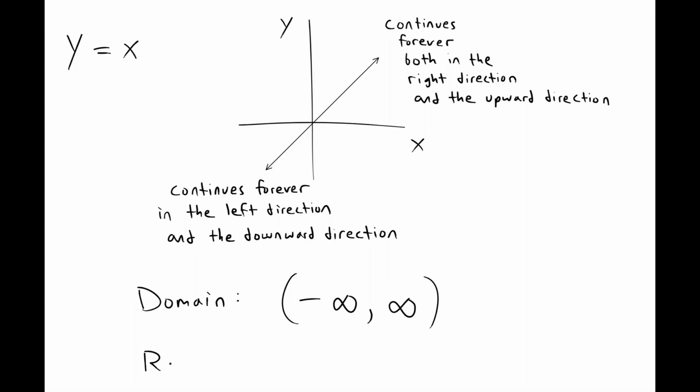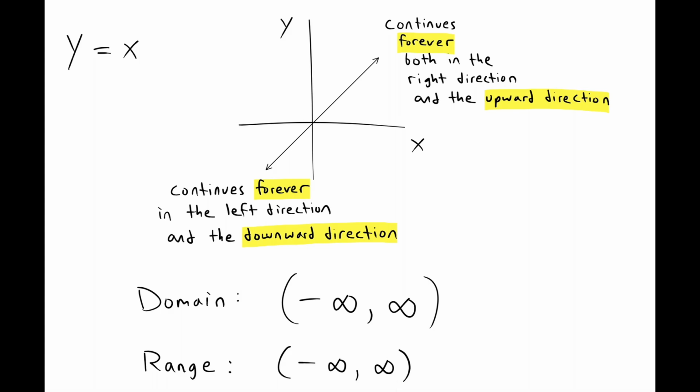When it comes to his range, you want to think about what y values will occur. Well, we said here that this thing continues forever in the upward direction. It also continues forever in the downward direction. So his range is going to be any possible y value. And so that's going to be from negative infinity to infinity as well.